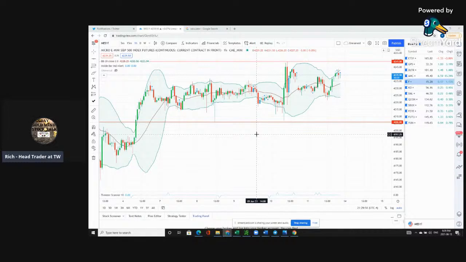Okay, stay away from it. It's not good for nobody. It's like you're trying to fight an uphill battle. Especially with options, it makes option trading very, very difficult when the market is just chopping. Very difficult. So be careful.